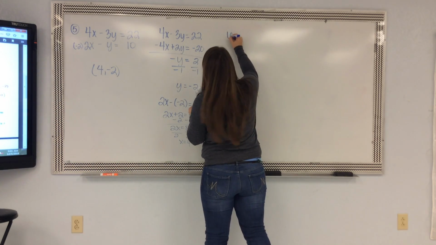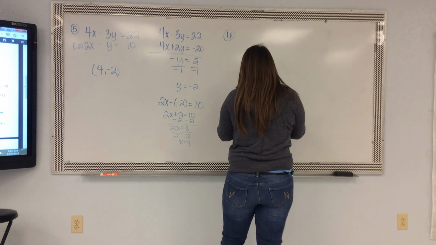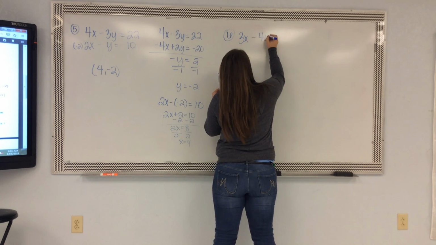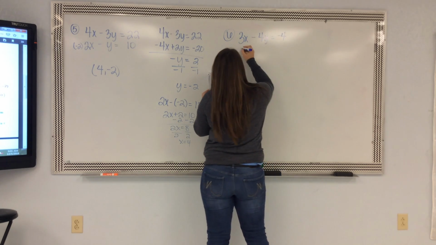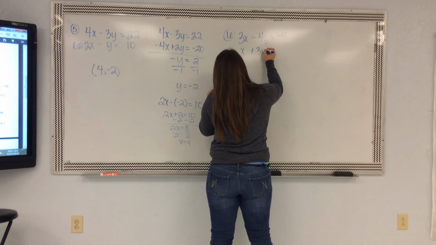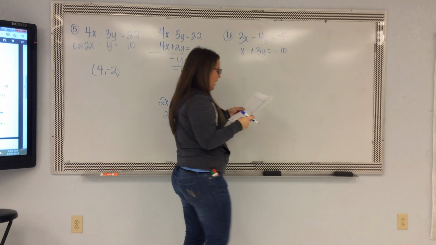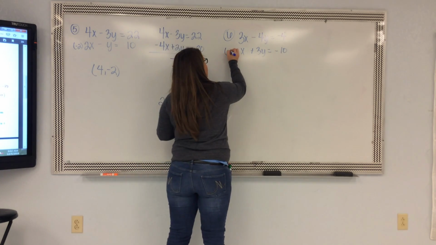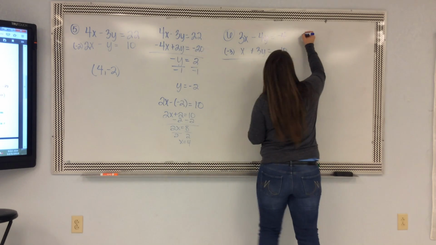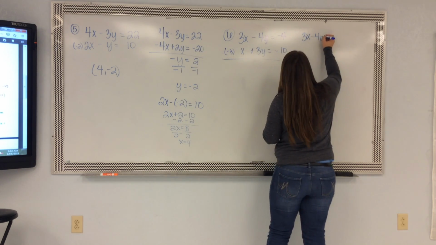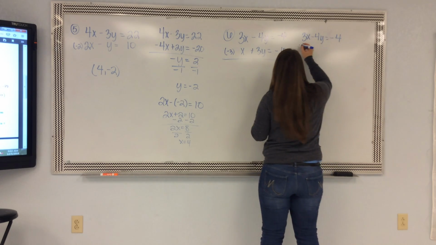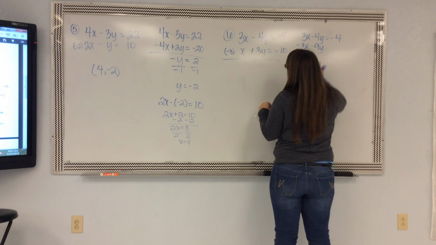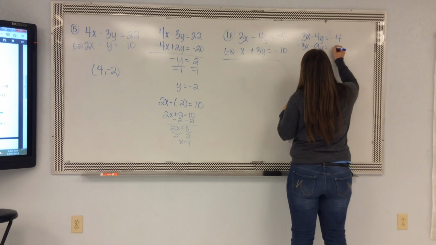And then lastly, number 6. 3x minus 4y equals negative 4. And then x plus 3y equals negative 10. I'm going to go ahead and just multiply this through by a negative 3 to make that a negative 3 to cancel out. So I have 3x minus 4y is equal to negative 4. And then I have negative 3x. Negative 3 times a positive 3 is a negative 9y. Negative 3 times a negative 10 is a positive 30.